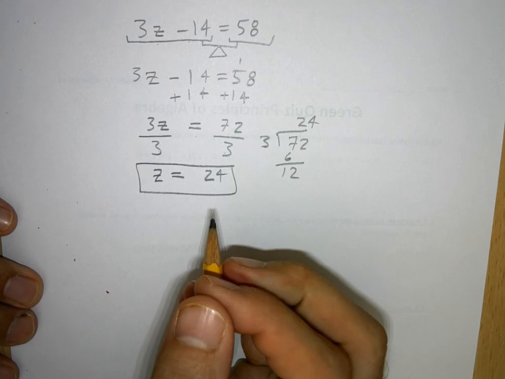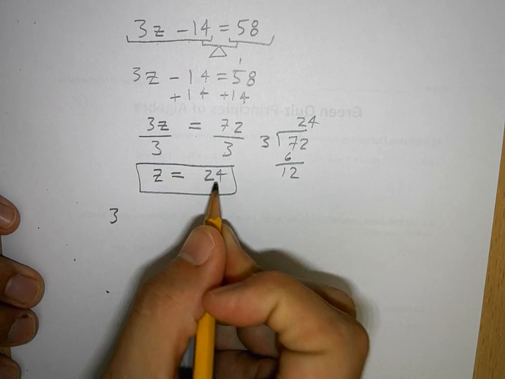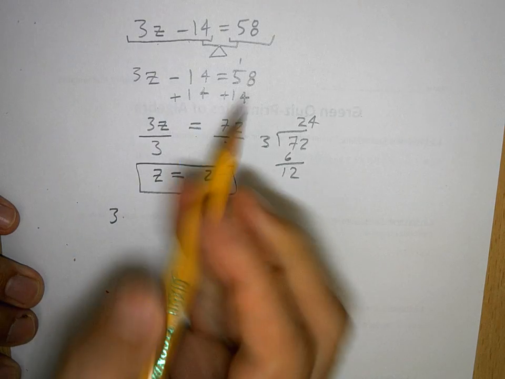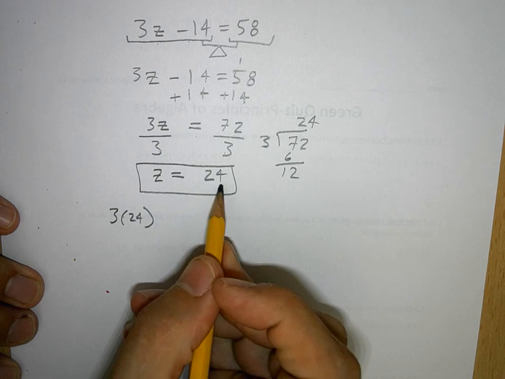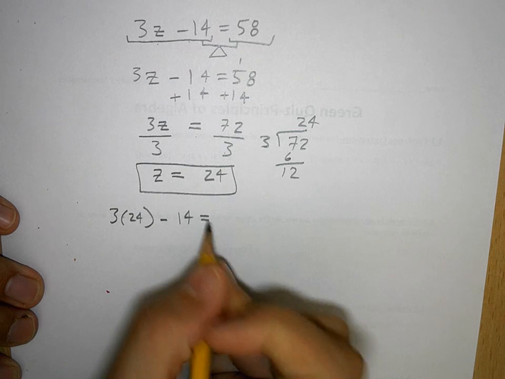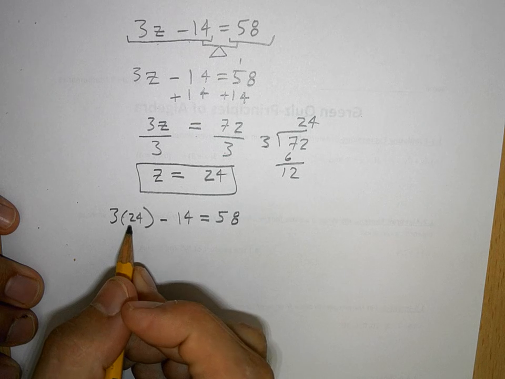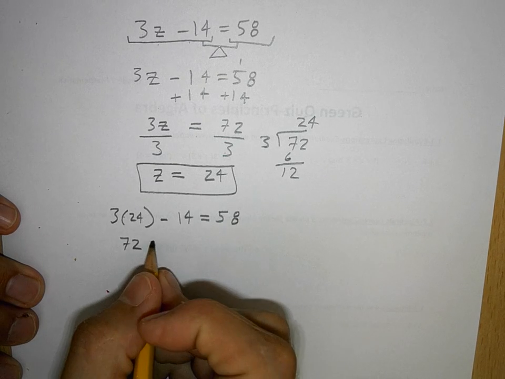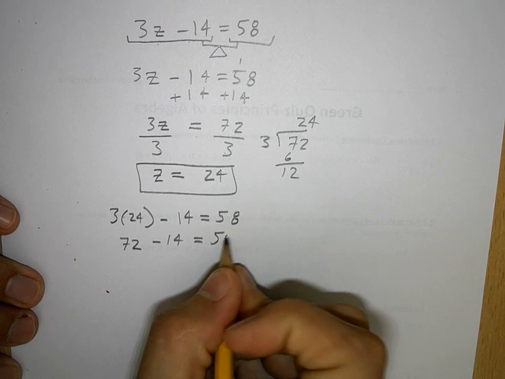And just to make sure that we are right, a good thing to do is to substitute to check. So I'm going to substitute 24 into z. So 3 is a coefficient, and z is just 24. So I'm going to substitute 24 in for z. Minus 14 equals 58. So 3 times 24, if I do that right, I get 72, and then I have the minus 14 equals 58.